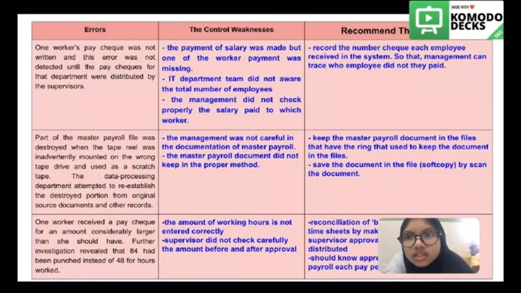The next error is that one worker's paycheck was not written, and this error was not detected until the paychecks for that department were distributed by the supervisors. The control weakness here is that the salary payment was made but one of the workers' payments was missing. The IT department team was not aware of the total number of employees, and management did not check properly which workers were paid. So the recommendation is that management should record the number of checks each employee received in the system, so that management can trace which employee has not been paid yet.